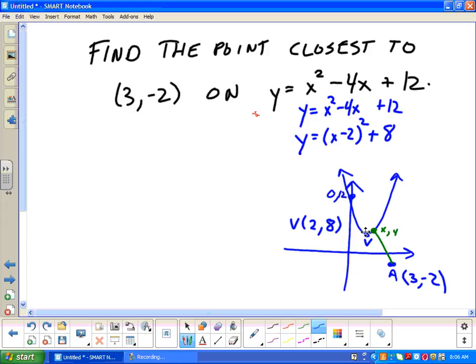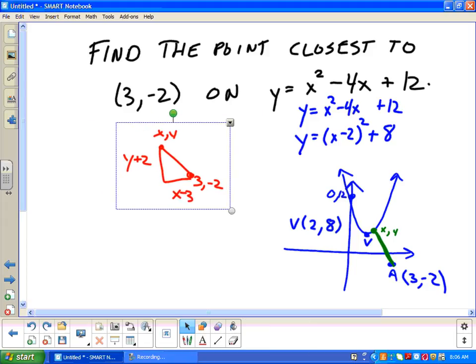And some point on this curve is (x, y). And I want to find that little green distance that's shown right here between these points. I want to know that point (x, y). I want to minimize that, right? So this is an optimization problem, nothing to do with time, not a related rate.